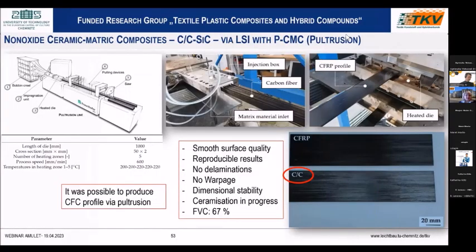It was also possible to produce at first CFC profiles via pultrusion with smooth surface quality, no delaminations, a good dimensional stability, and this with a fiber content of 67%. And the ceramization is in progress today.